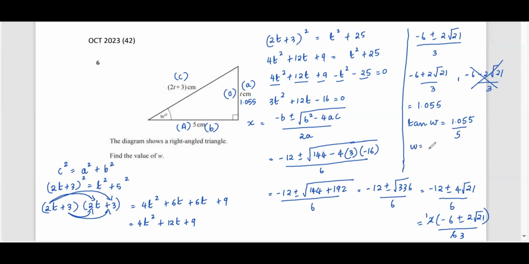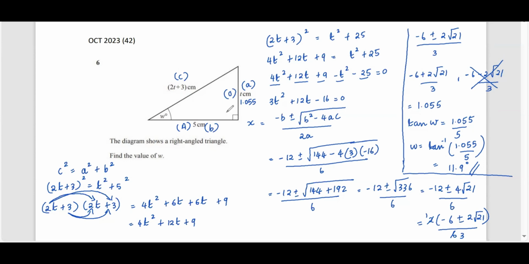So w will be tan inverse of 1.055 divided by 5. This will give us the answer. Tan inverse of 1.055 divided by 5, you'll get the answer as 11.9. 11.9 degrees will be your answer for the sixth question.